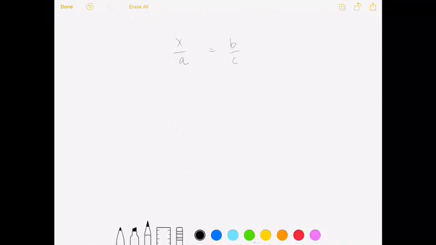X over A equals BC. We're changing the subject to X, so again cross multiplying will give us XC equals AB. We want X on its own, that C is multiplying the X at the moment, so we do the inverse of multiply, divide.